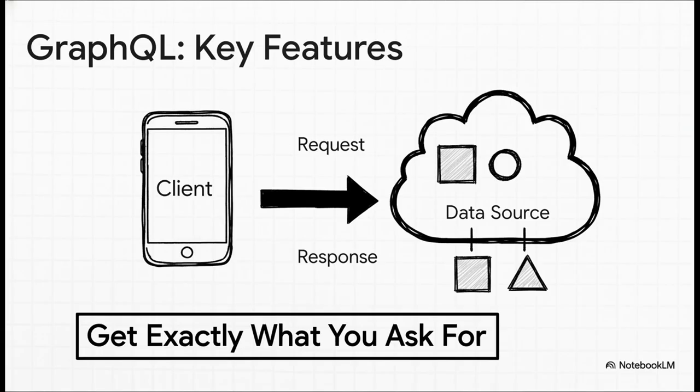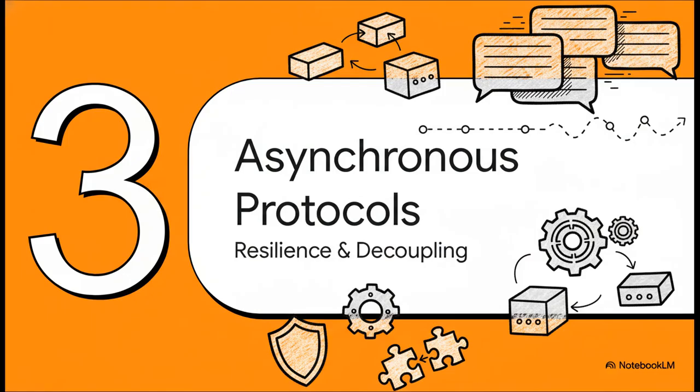With a classic REST API, that might take 3 separate requests. But with GraphQL, the app can send one single, precise query asking for exactly that data and get it all back in one neat response. This kind of efficiency is a massive, massive win for front-end and mobile teams. Part 3, the asynchronous protocols. Okay, time to switch gears.